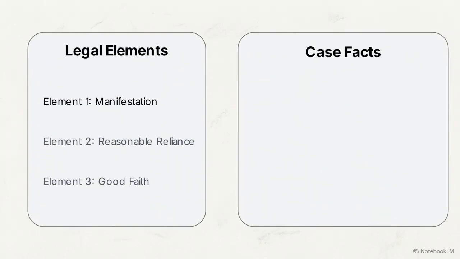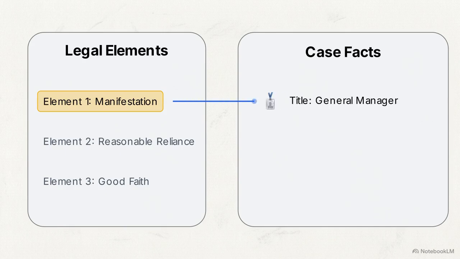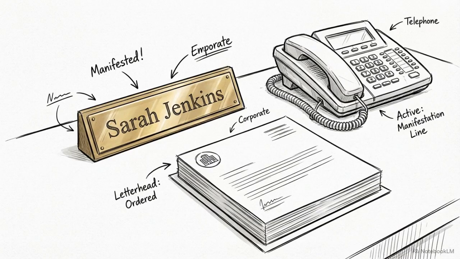This matrix cross-references the raw case data on the right with the strict legal rule on the left to generate an outcome. We start by testing element 1, manifestation. What outward signals did Apex Logistics give the dealership regarding Sarah's power? The primary signal is her title. Apex publicly appointed her as their general manager, a role inherently associated with operational control. Furthermore, Apex equipped her with official business cards and the corporate email infrastructure she used to negotiate the deal. Element 1 is satisfied. By giving her the title and the tools, Apex manifested Sarah's authority to the outside world.